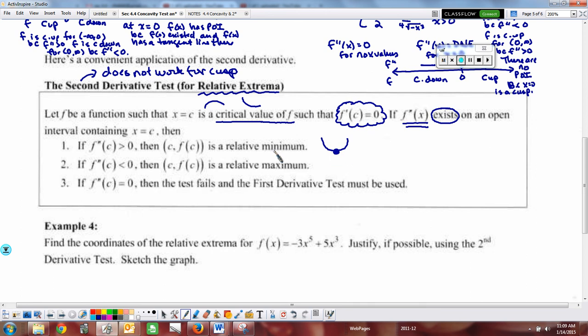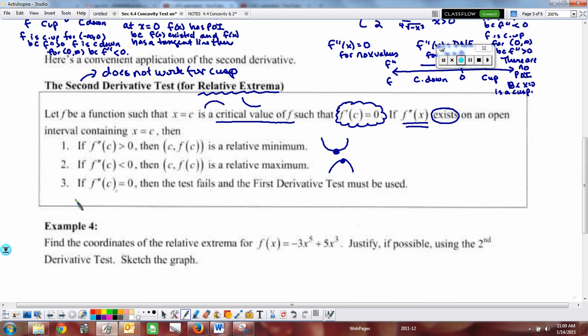That's the only choice. Notice I don't have to do a sign chart here. All I have to do is plug the value of c into the second derivative, and if it's positive, then I know it's a relative min. If it's negative, then it's this scenario, and it's a relative max. So it basically gives us a quicker way than having to do an entire sign chart. We can do just a quick test.